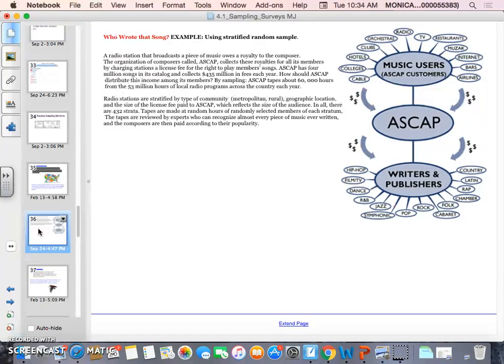Then ASCAP, you can see, makes several stratified groups, the composers by their type or genre of music, and then determines, based on how much money is coming in, how much money each of these people get based on the royalties they get. There are actually 432 strata that this company uses to determine who gets the money, how to allocate the funds that they get. So that's how the radio station works, and that's how people get paid for the music that they produce.